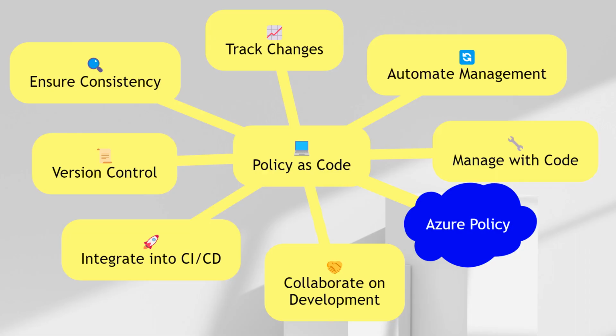Azure Policy supports policy as code, allowing you to manage policies using code and version control systems. This approach enables you to automate policy management, integrate policies into your CI/CD pipelines, and ensure consistency across different environments. Using policy as code also makes it easier to track changes and collaborate on policy development.